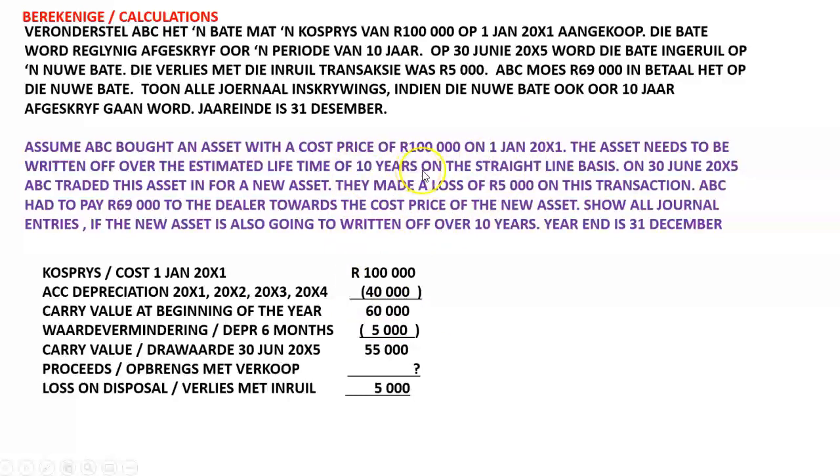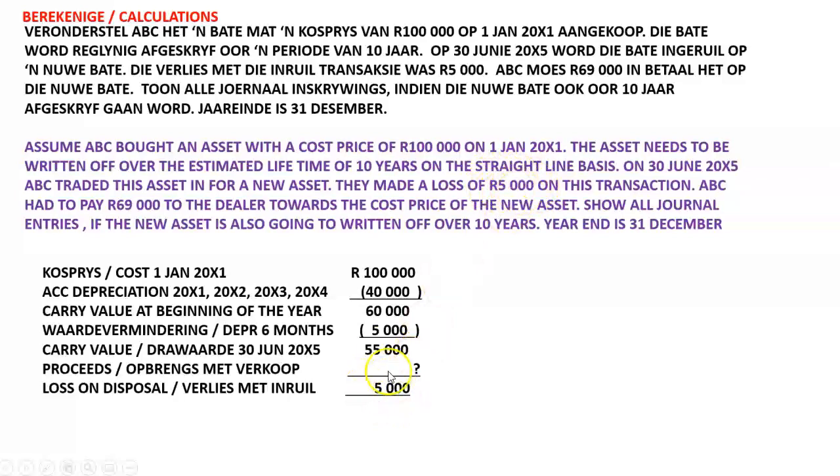Have we used the asset in the current year? Yes, we've sold it on 30 June 25, so we have used it for 6 months. So therefore our depreciation charge, step number 1, is 5,000 Rand. What was our carry value of the asset at the date of sale? Well, 55,000 Rand. We made a loss of 5,000 Rand.